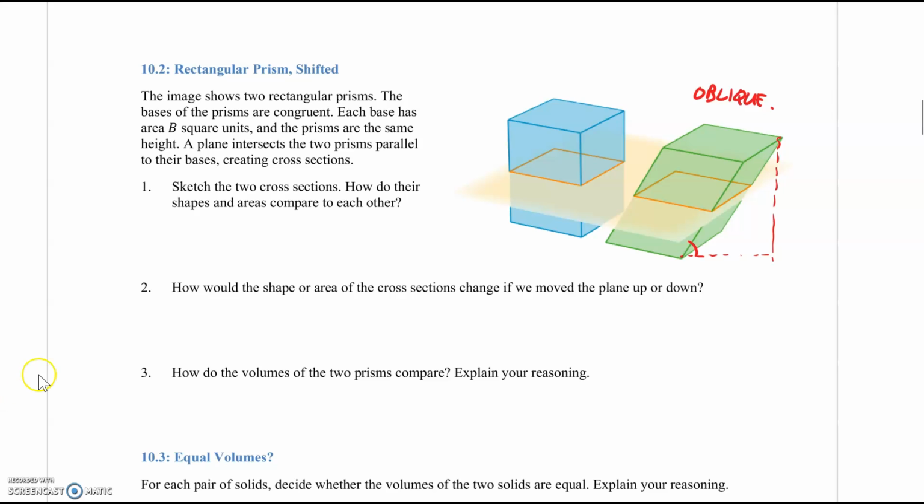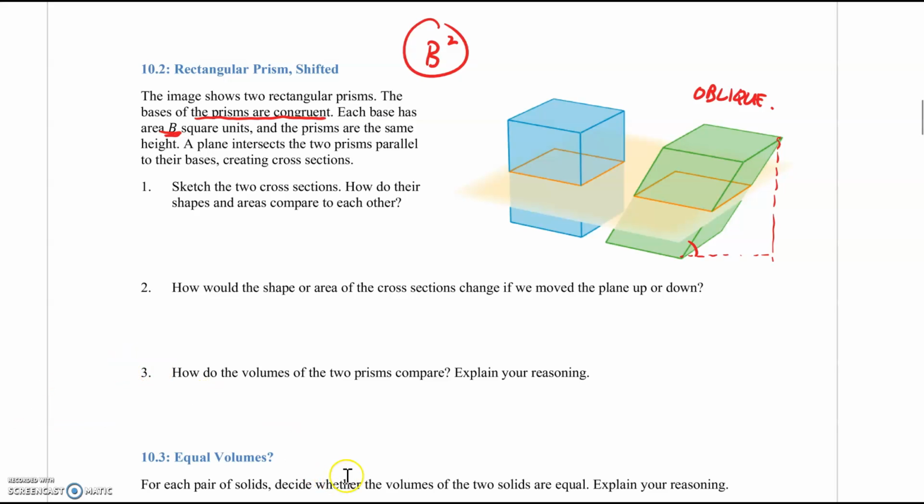All right, so what we want to do is sketch the two cross sections. So we have two rectangular prisms. The bases of the prisms are congruent. That's important. The bases are congruent, and each base has b squared units as the area of the base.